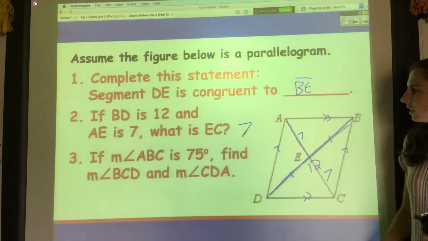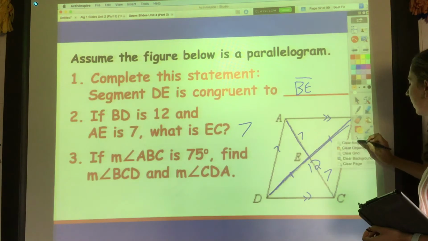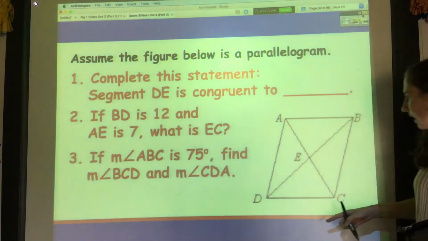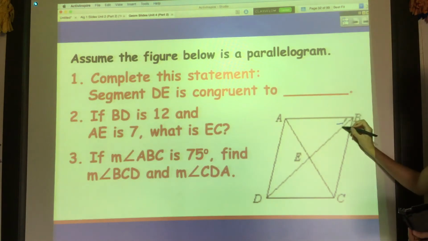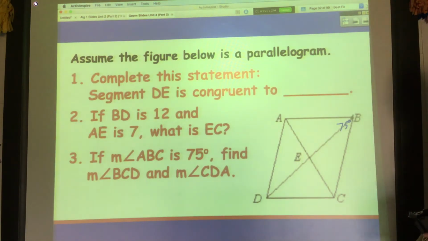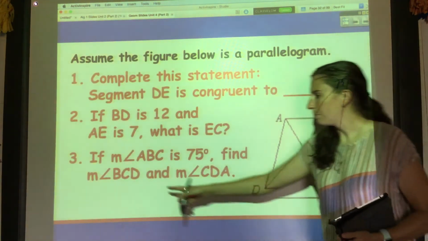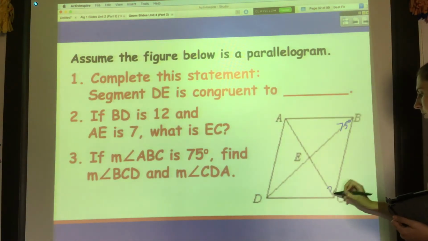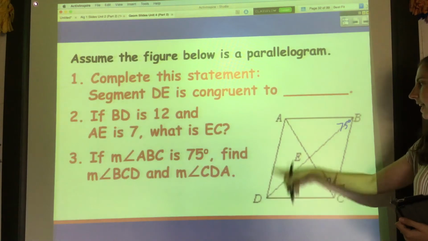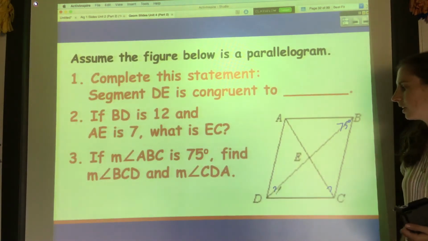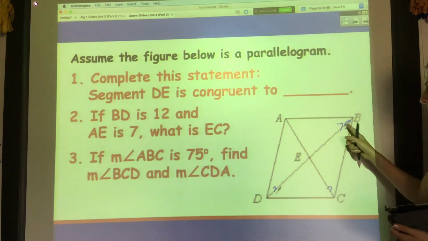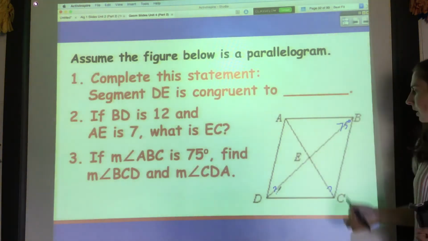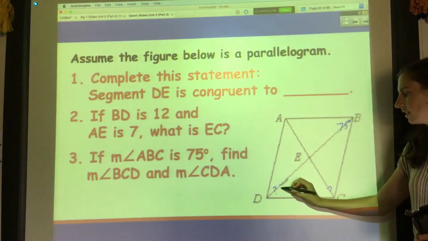Finally, I'm going to clear all this mess. If ABC, so ABC is 75 degrees, find BCD. So BCD is right here, and then CDA as well. That one's a little easier. Remember, opposite angles are congruent in a parallelogram. So if that's 75, this is 75.